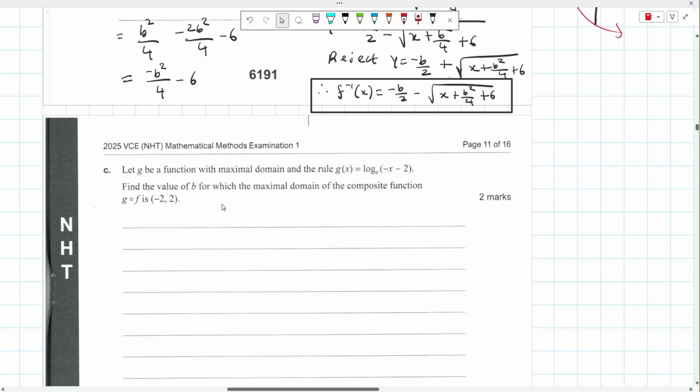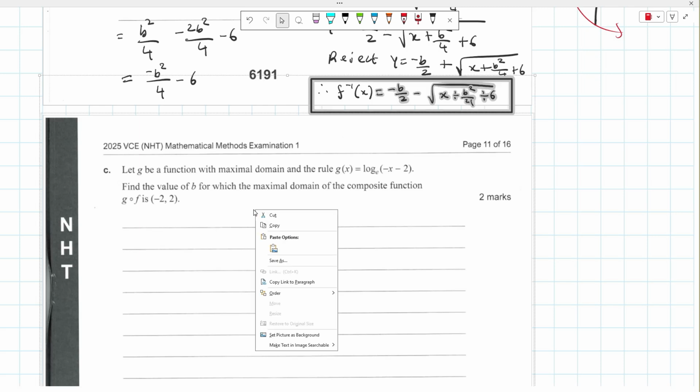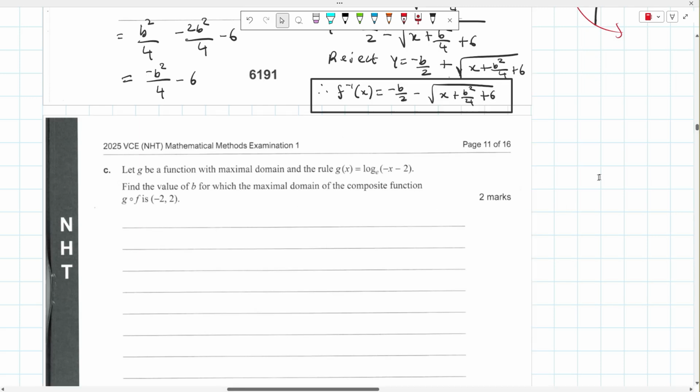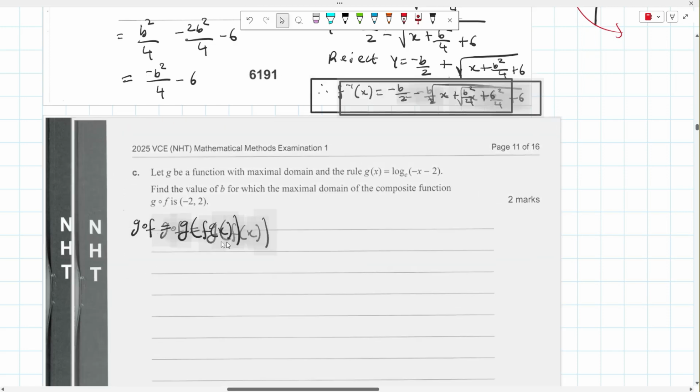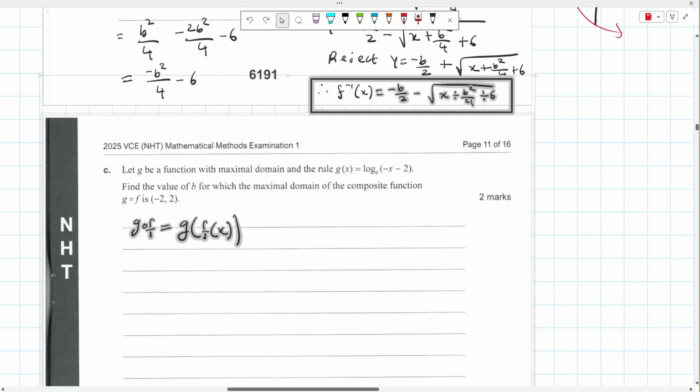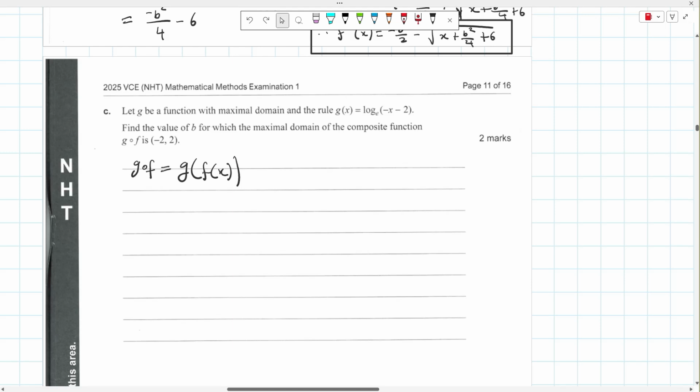So let g be a function with maximal domain, and the rule g of x is equal to log base e of negative x minus 2. Find the value of b for which the maximal domain of the composite function, g composed of f, so g composed of f is just g of f of x, right? And we need the maximal domain of this composite function to be negative 2 to 2, non-inclusive.